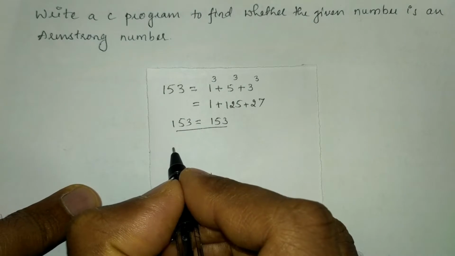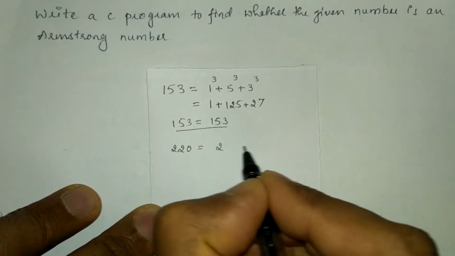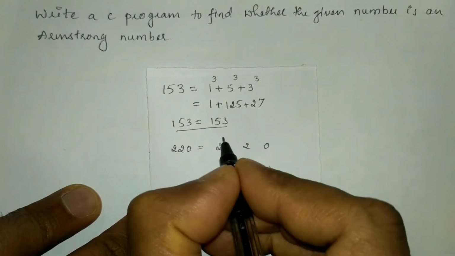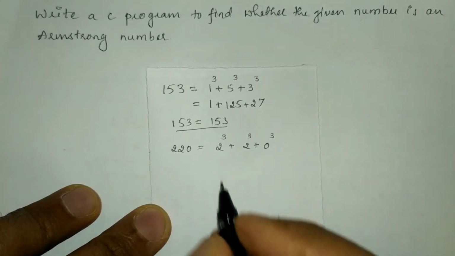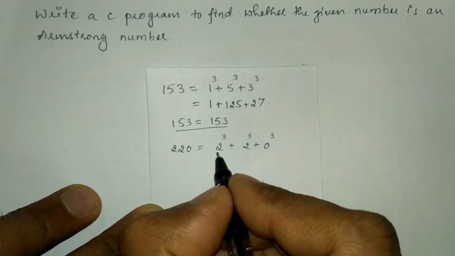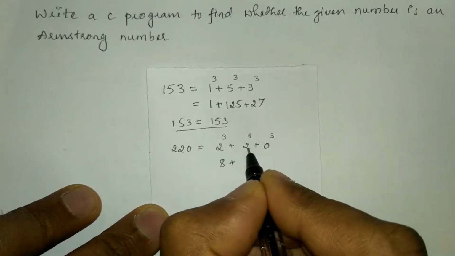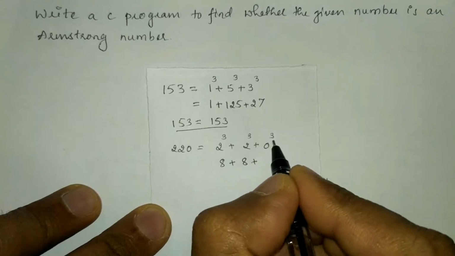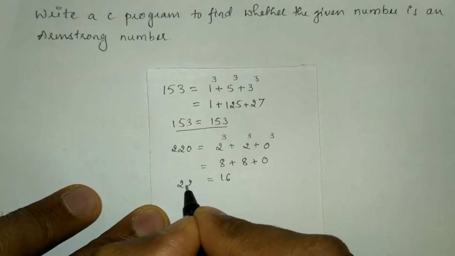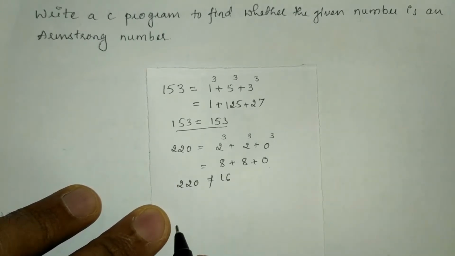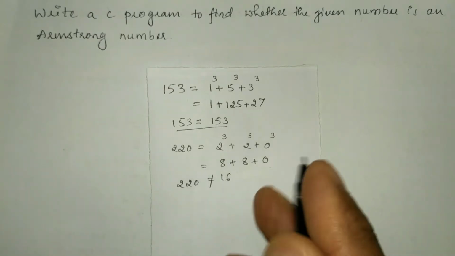Now we'll take one more number, that is 220. If I separate each digit of this number, make a cube of each digit and perform the sum, let's check whether we are going to get the same number or not. So here 2 to the power 3 is 2 2s are 4, 4 2s are 8, plus this is also 8, plus 0 to the power 3 is 0. So this gives us 16, which is not equal to 220. Hence such numbers are called not an Armstrong number, right?